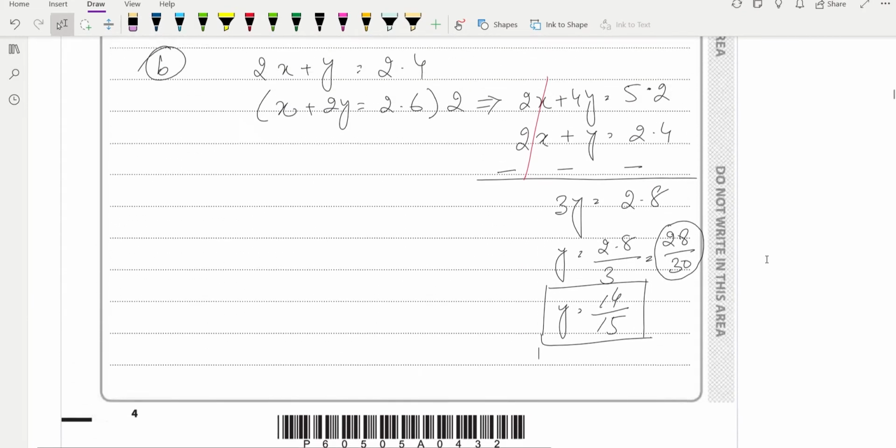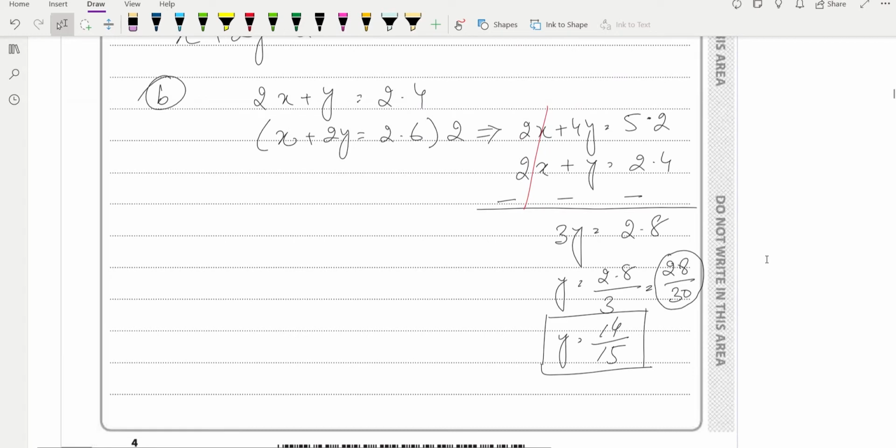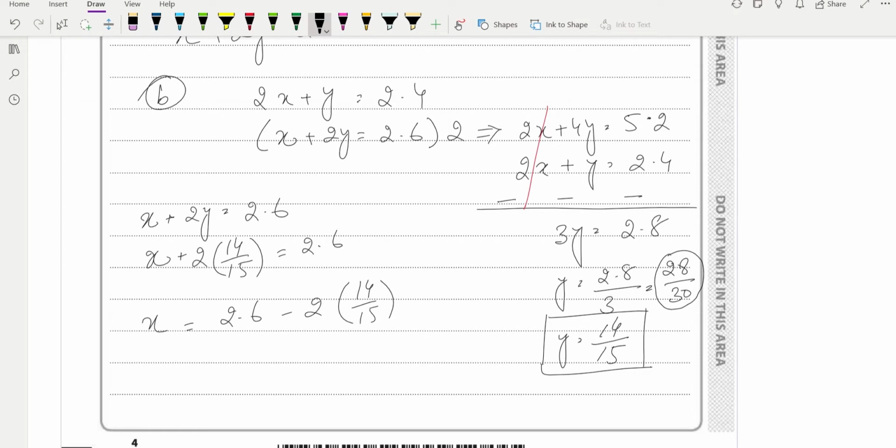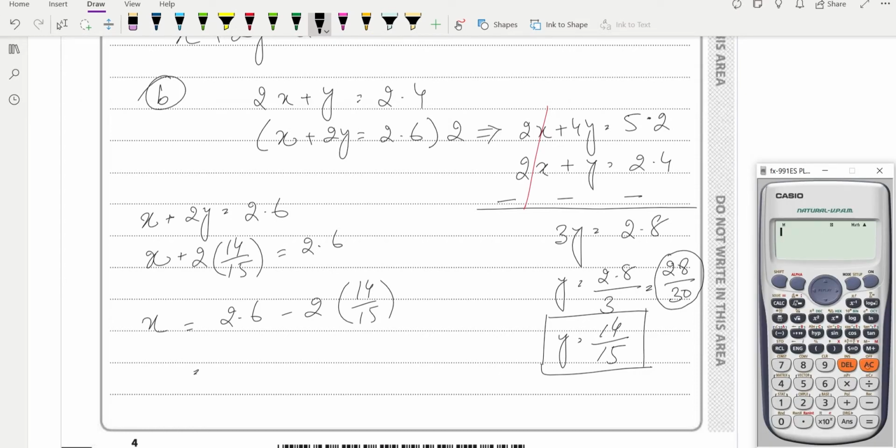And now we can find the x value. For the x value, we will replace the y value in any of the given equations. I will replace it in the second one. So x plus 2y is equal to 2.6. This implies x plus 2 into 14 over 15 is equal to 2.6. Now we can write x is equal to 2.6 minus 2 into 14 over 15, and this is the thing which we will simplify with the calculator.